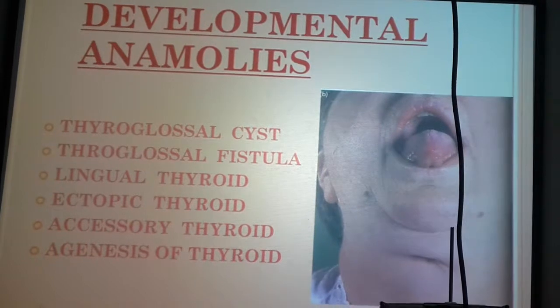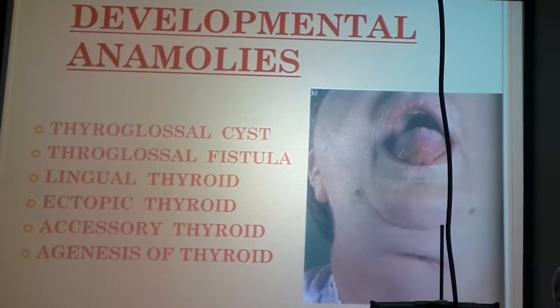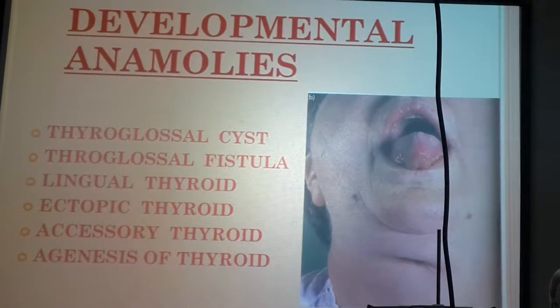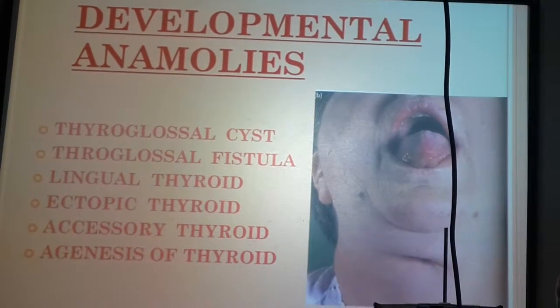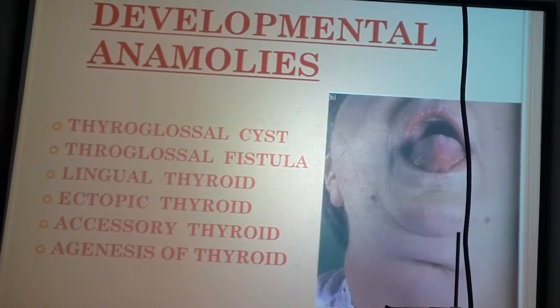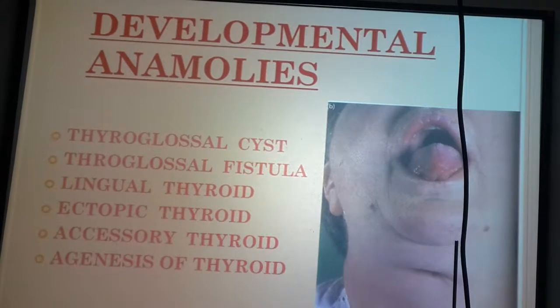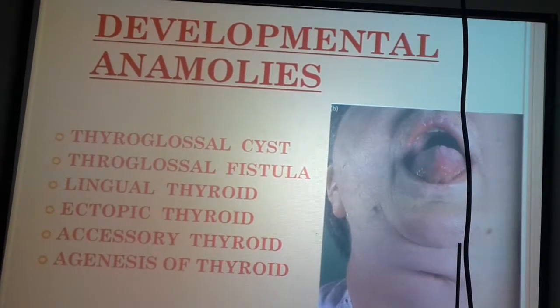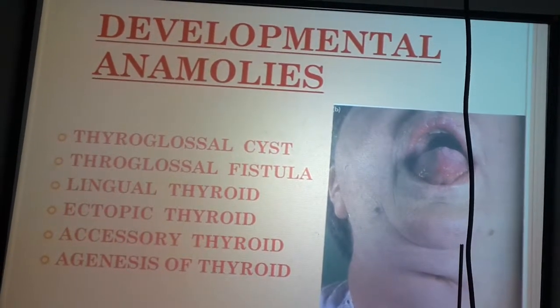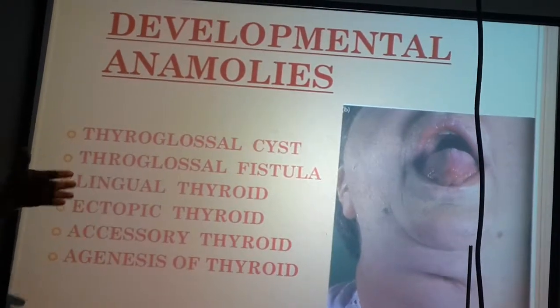The thyroglossal duct anomaly is congenital. Developmental is nothing but congenital anomaly. These arise due to a defect in development, and are seen after birth. These are the conditions, and a thyroglossal cyst will be there.